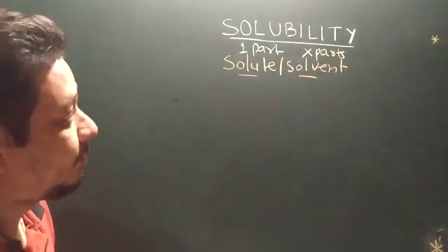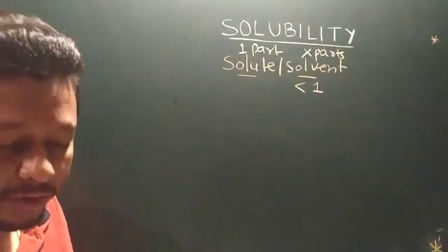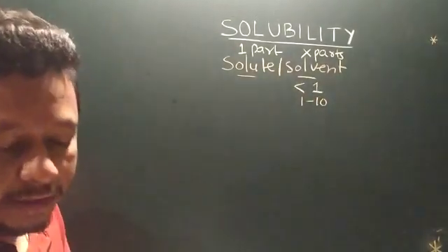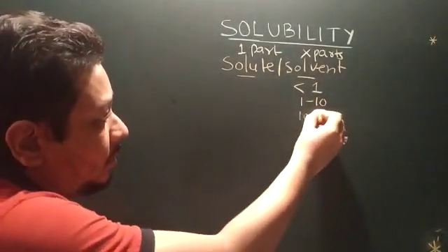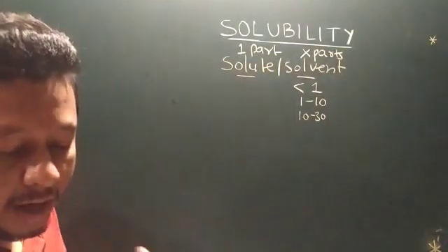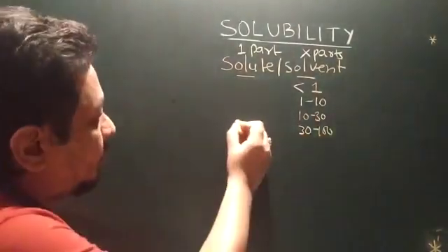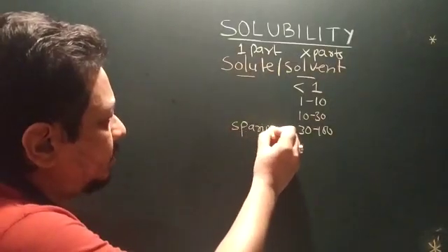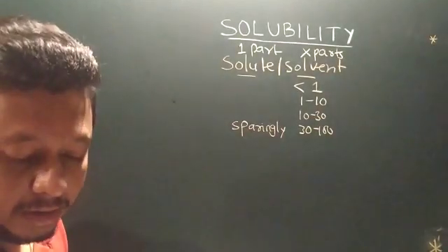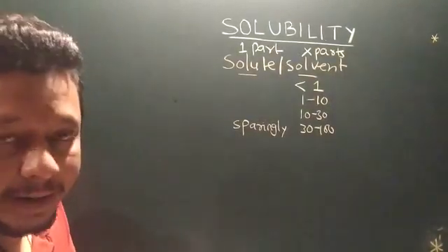For example, if the solvent part is less than 1, it is known as very soluble. Then if it is 1 to 10, it is known as freely soluble. Then 10 to 30, it is known as just soluble. Then 30 to 100, sparingly soluble. This was a one-time GPAT question. Then 100 to 1000, slightly soluble. 1000 to 10,000, very slightly soluble, and more than 10,000, it is practically insoluble.